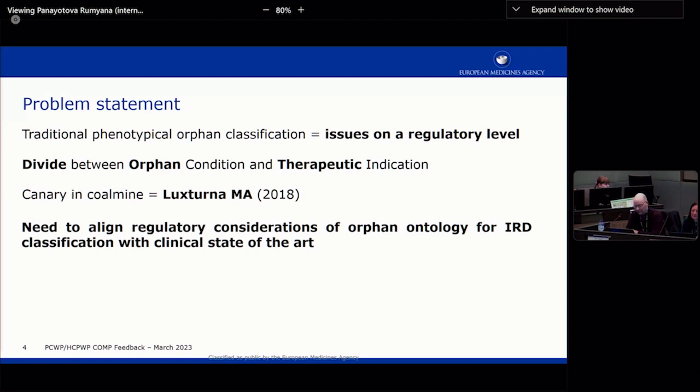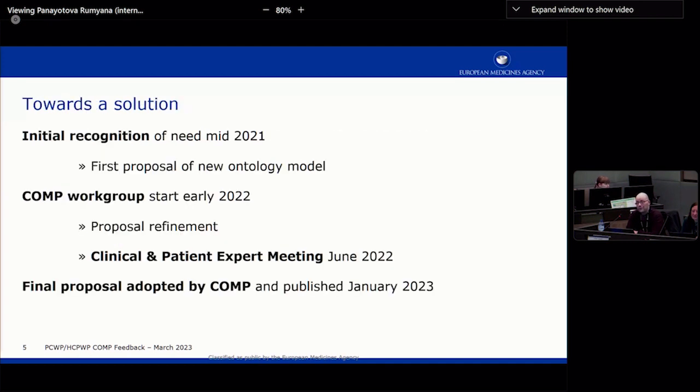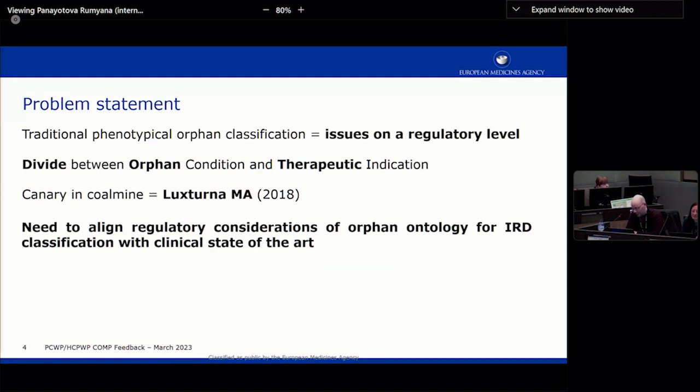Now, in 2018, a product came to the market, Luxturna, and here we had a bit of a problem. But the problem here was that Luxturna, when they came to the COMP, they received orphan designations for the treatment of retinitis pigmentosa and LCA.